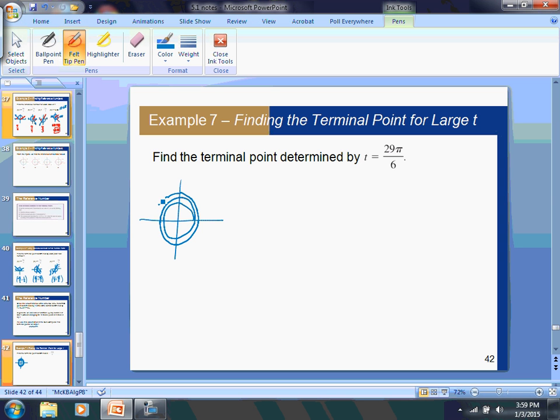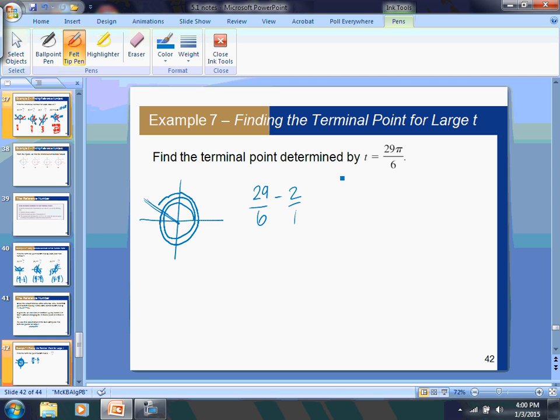Okay, so notice that when I end, I'm really at a much smaller terminal point than what I was given. So we can find that shortcut. We could draw this if we needed to. I mean, this one isn't too terrible to draw. But we can also take 29 over 6 and we can subtract 2 over 1. So it's like taking 29 pi and subtracting 2 pi.